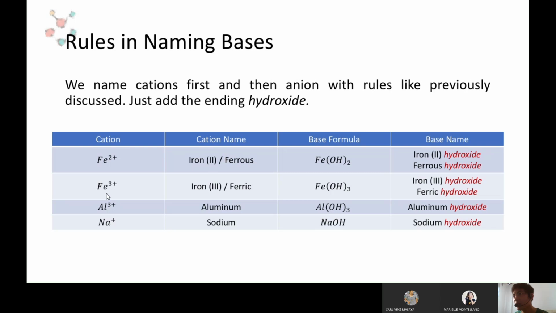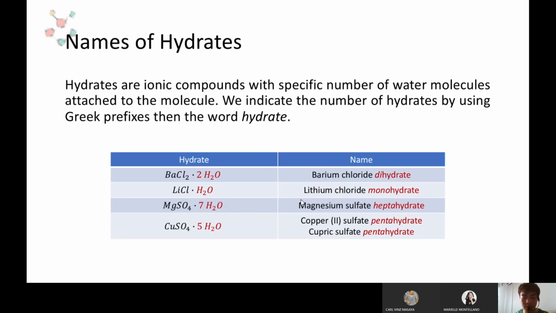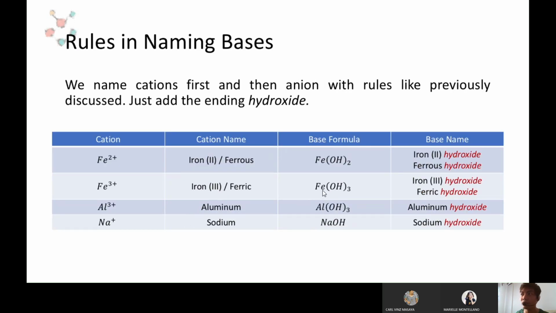Ganon na. Isa pa, Fe3+. So, look, tatlo yung charge niya. Positive 3. So, if you want that to be a base, you have to add 3 OHs. So, the formula would be Fe(OH)3. Tatlong OH yung kailangan. So, how are we going to name it? Just name your cation as is, iron 3 or ferric. Kayo bahala kung ano gusto nyo. Plus the name of the hydroxide. Iron 3 hydroxide, ferric hydroxide.